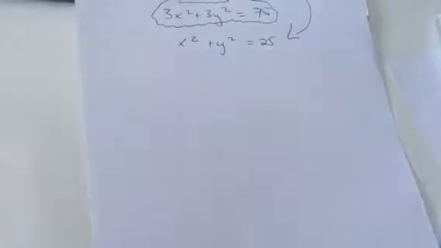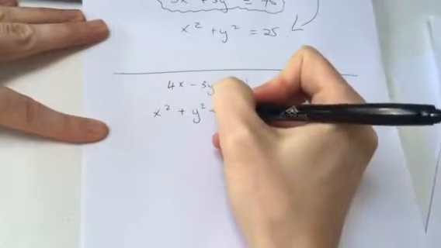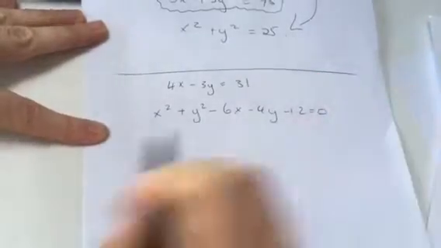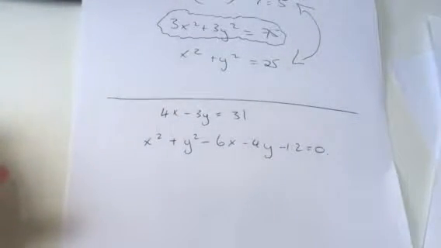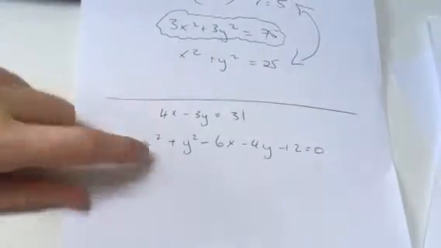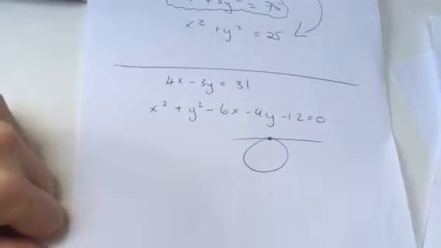Let me just find the question here so I can get the idea. So the question here says determine if the line 4x minus 3y equals 31 is a tangent to this circle. And there's always a few ways around it, so don't think that you have to do this the exact same way I'm doing it. But I think that if this is a tangent to this circle, there's only going to be one point of intersection. So I potentially would try and use simultaneous equations to do this.